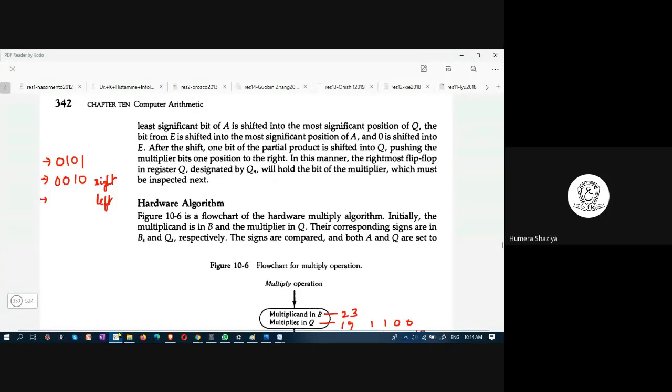What is this number, original number in decimal? 5. And right shift number 2, and left shift number 1010. What is this number? 10, ma'am. 10.